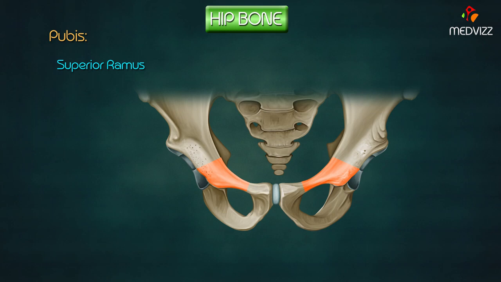Superior ramus. It arises from the superolateral angle of the body of the pubis and passes above the obturator foramen and unites with the ilium at the iliopubic eminence.